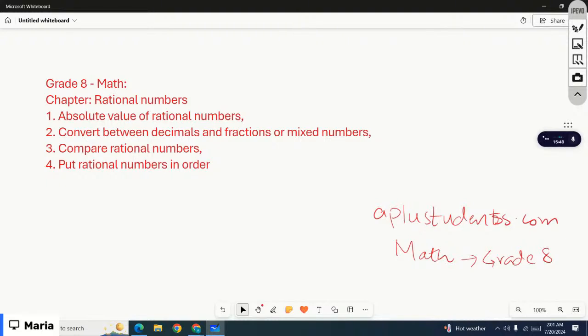We're going to start with the chapter rational numbers. The lessons we're going to cover today are absolute value of rational numbers, convert between decimals and fractions or mixed numbers, compare rational numbers and put rational numbers in order. Please make sure you have your notebook and pencil so that you can note down the important examples and definitions as well, right?